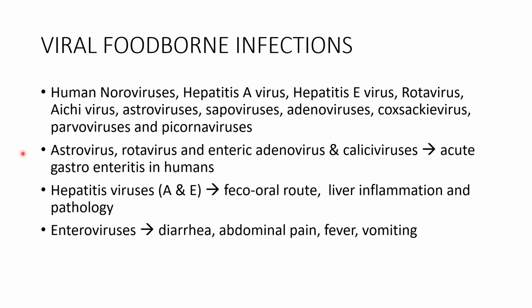Your astrovirus, together with rotavirus, enteric adenoviruses, and Calici viruses, cause acute gastroenteritis in humans. Whereas hepatitis A and E, as the name implies, cause liver inflammation and pathology, and transmission is via the fecal-oral route. Your enteroviruses will cause diarrhea, abdominal pain, fever and vomiting.